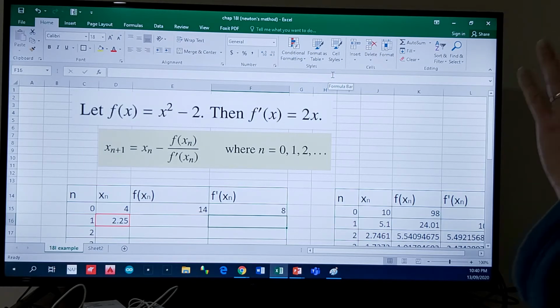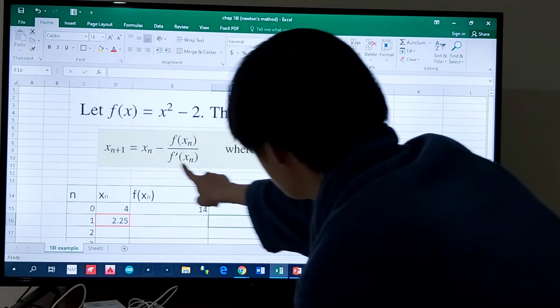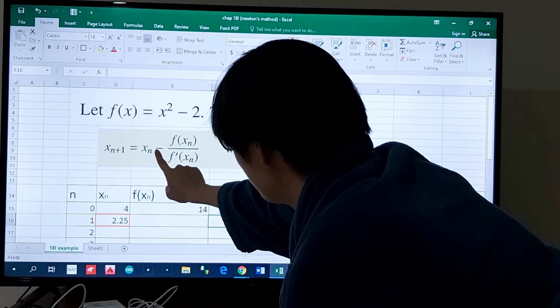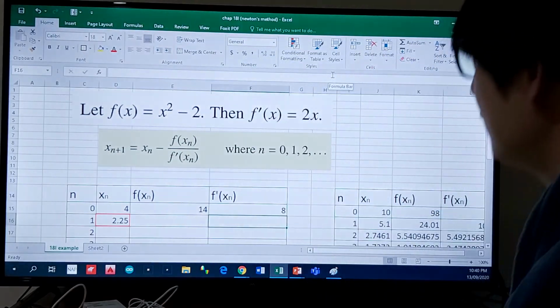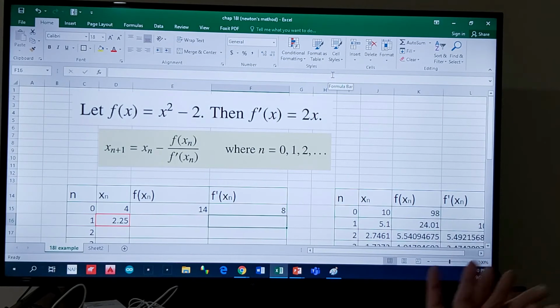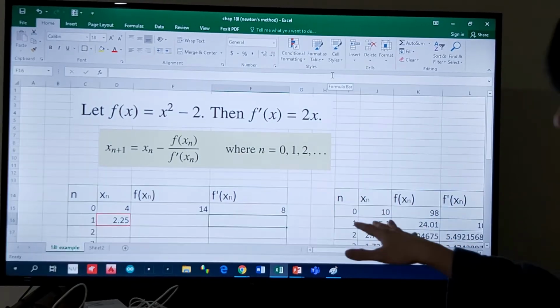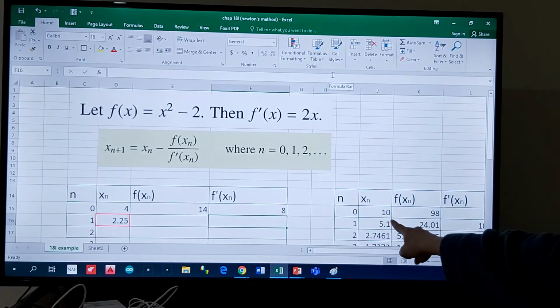So just now we introduced that the key formula is this. This is the Newton method formula: Xn plus 1 equals xn minus f(xn) over f prime (xn). Xn is the first x that you choose. In this case, I give you two examples. One is 4, which is given by the textbook. The other one, I choose 10.